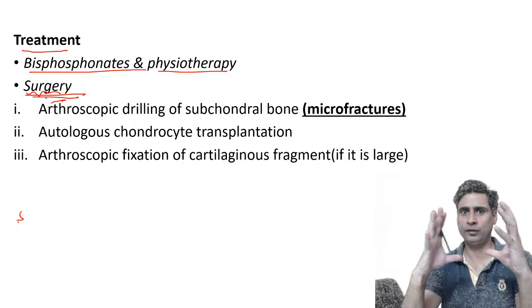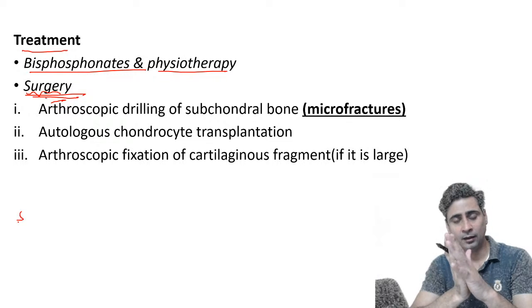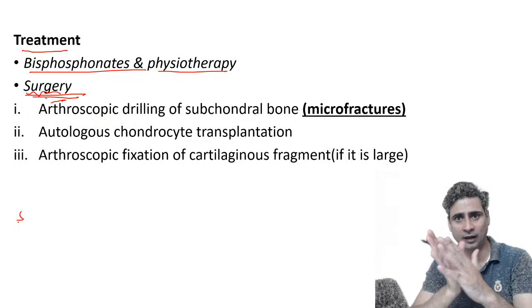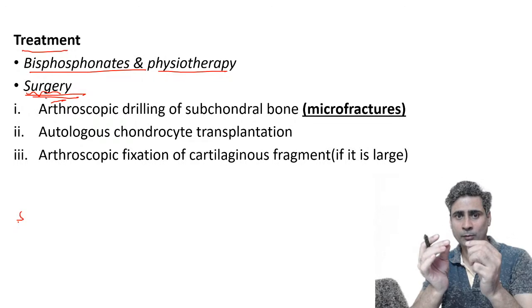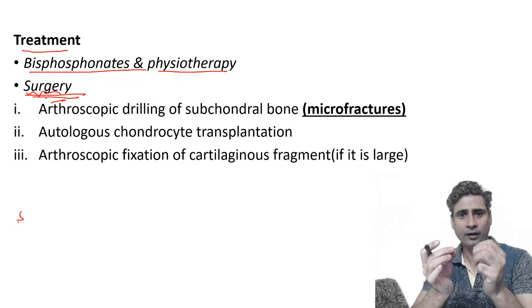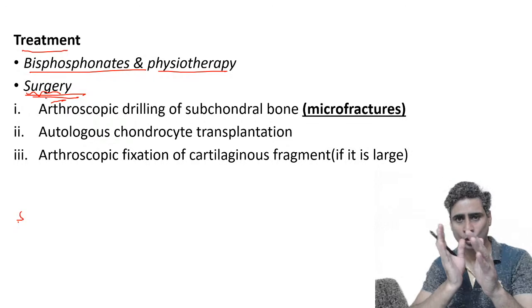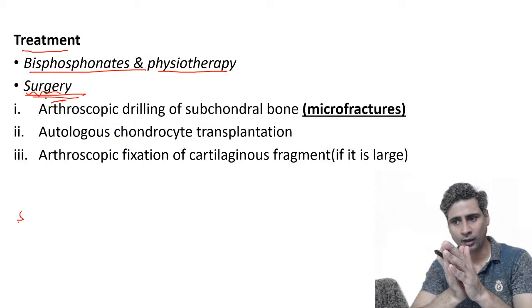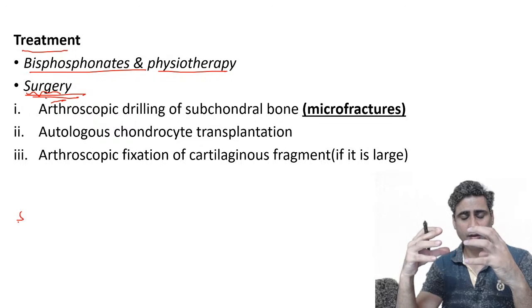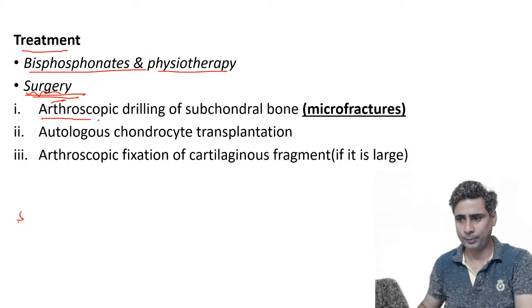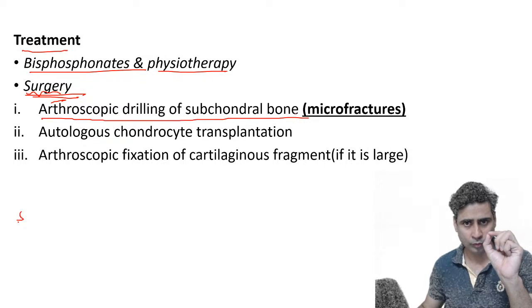And the main aim of surgery will be to cover that subchondral bone. The denuded part of subchondral bone should be covered, because that subchondral bone is very painful. It has high numbers of nerve endings which cause pain. So we want to cover that subchondral bone. And the surgeries through which we can cover that subchondral bone is, we can do arthroscopic drilling in that subchondral bone with the help of an arthroscope.